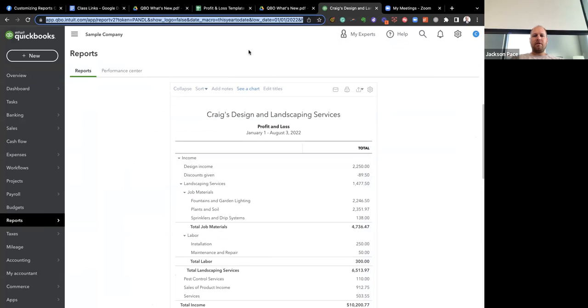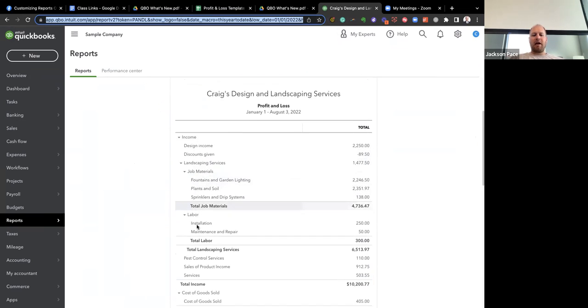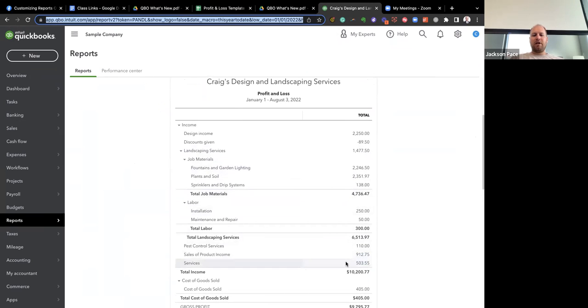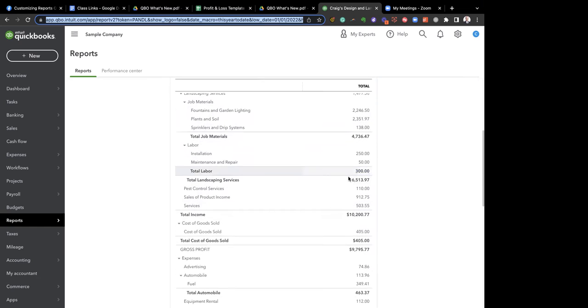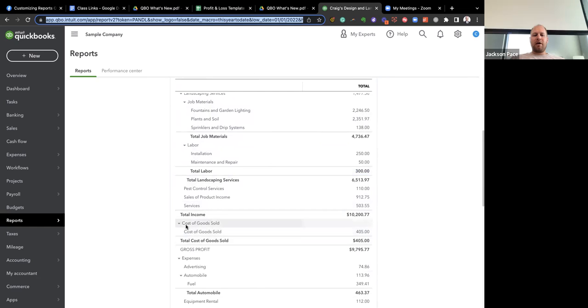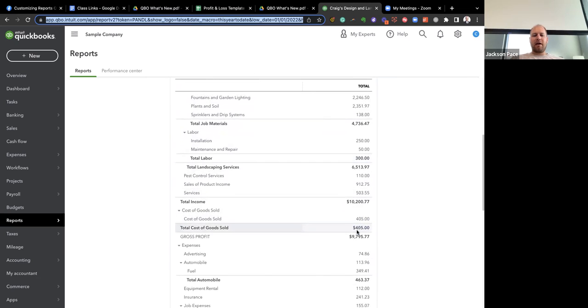Okay, so right here, Craig's Design and Landscape Service. You can see the basic layout of their profit and loss. They have income, design income, and discounts given, landscape service, job materials. So they actually have it split out across multiple different categories, which I think is a great start. It's not my favorite profit and loss statement that I've ever seen, but they do have some nice categories split out there. The one that we struggle with a little bit, when we come down here to cost of goods sold, is that they actually only have one account, one category, and we're going to come back and look at that.